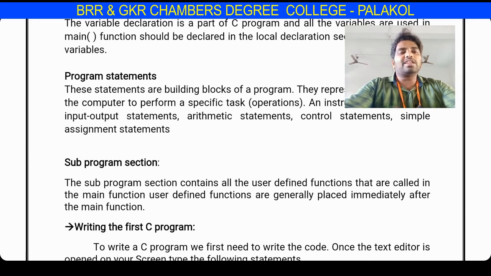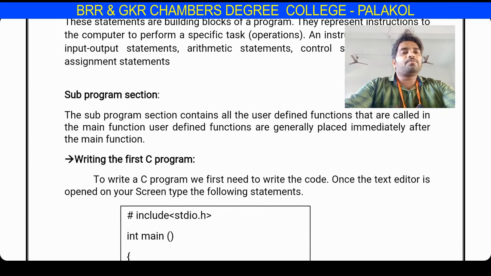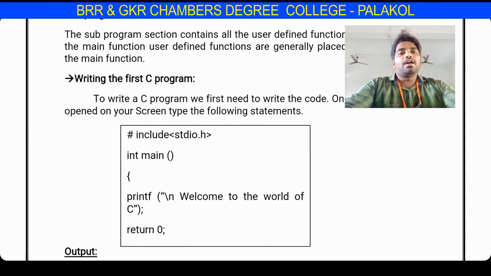Next, how to write a small program, the first C program. To write a C program, first open a text editor, the Turbo C software, and type the following statements. The first one is the header file: include stdio.h. Stdio.h means standard input output file. The library functions for input and output, how to execute and implement them, are stored as information in the header file.